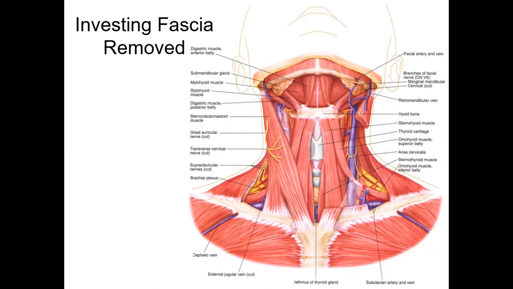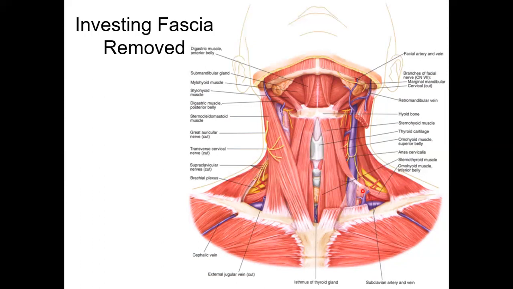Omohyoid is just an oddly named muscle, but you have a superior belly of omohyoid and an inferior belly of omohyoid. It's another muscle just like digastric where there's a fibrous band here that helps that muscle to take a turn. So superior belly and then inferior belly of the omohyoid muscle. And then, is that all of them? I think that might be all of them for now.